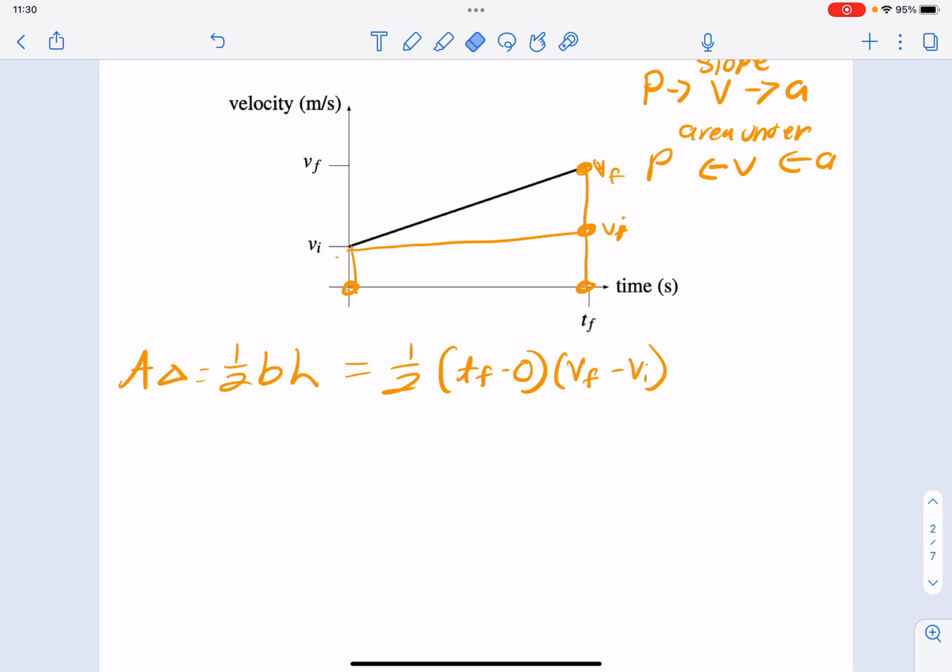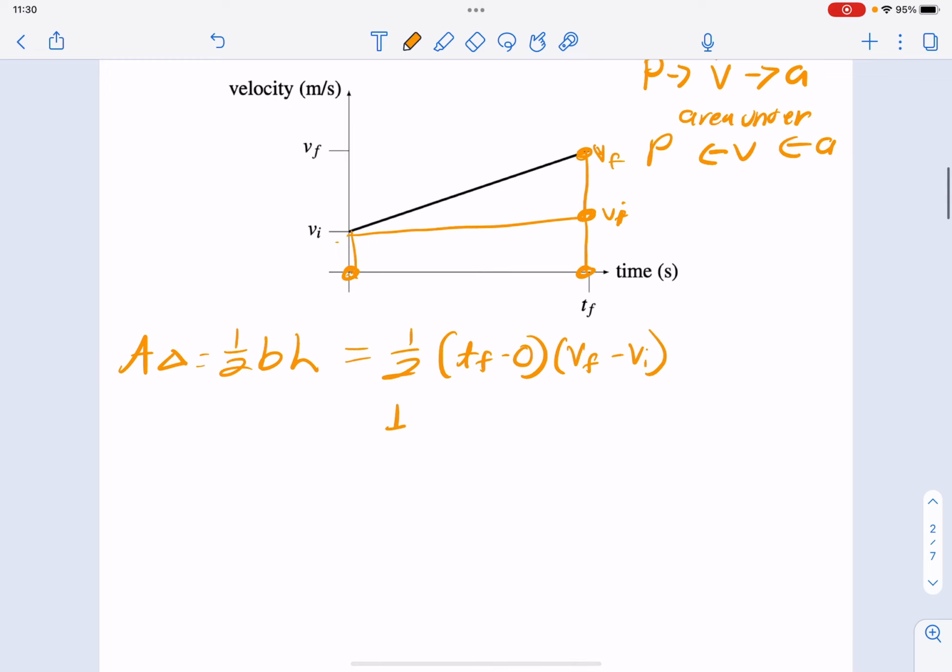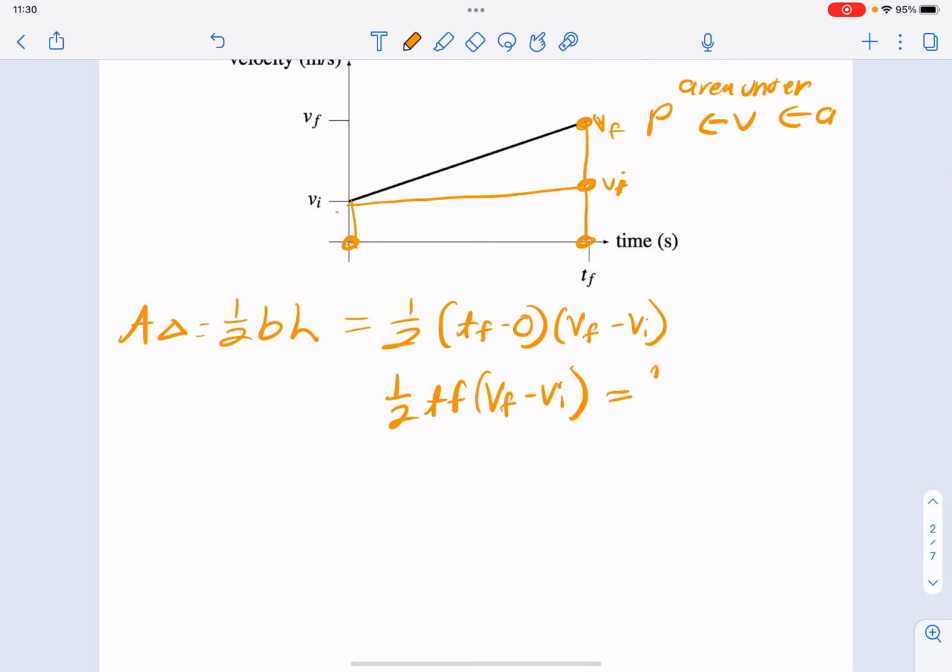Now we can't really replace anything, so let's clean it up. We get half t final times v final minus v initial. Okay? Now I'm just going to clean this up one more time, and I'm going to change it to half v final minus v initial, and I'm going to change this t final to time, because that is the total time that passed. I'm going to hold on to it like this. As you can see, from this step to this step, I just reorganized, and then from this step to this step, I did the same thing.